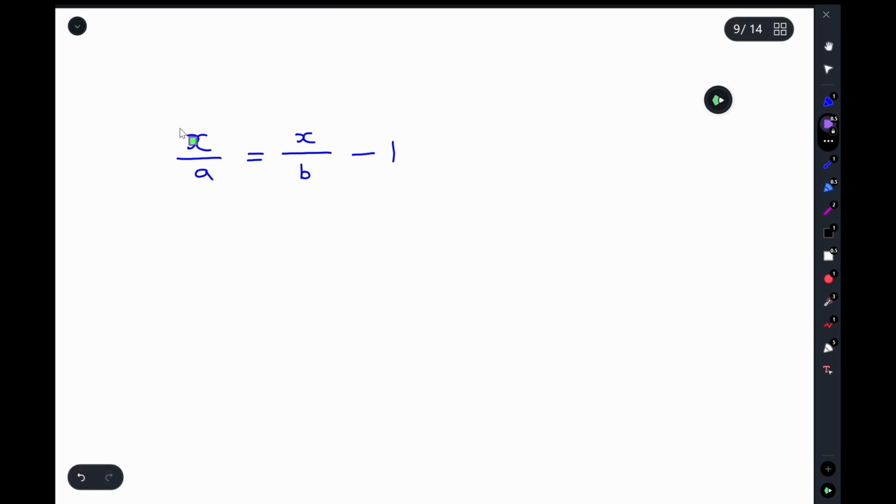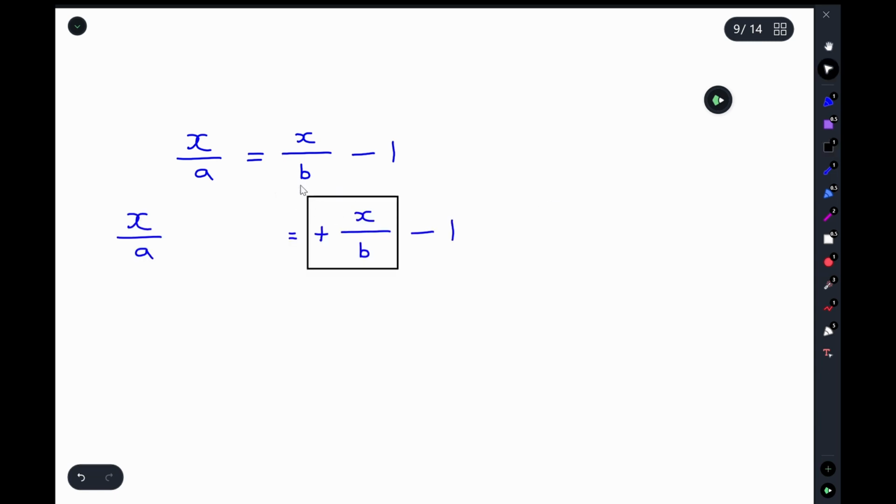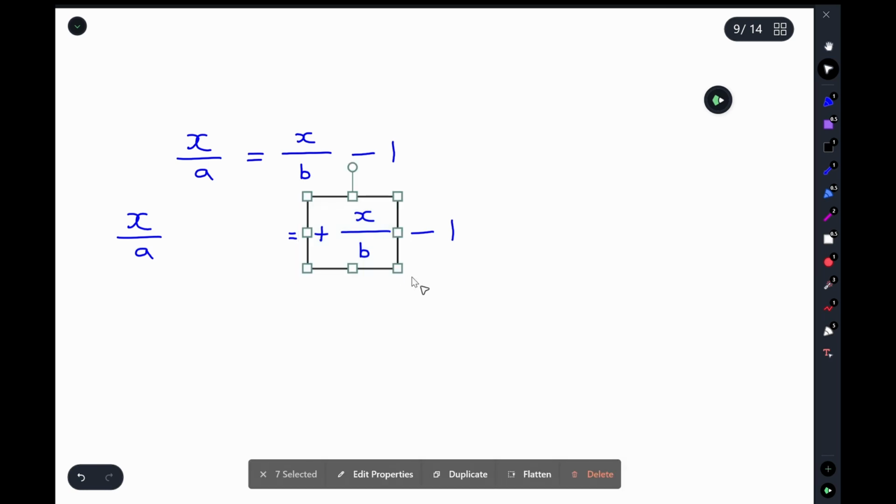Now, 2 of the terms have x or contain our subject. So the first thing we want to do is rearrange the equation such that the 2 terms that contain x are on the same side of the equation. So again, the first thing I'm going to do is move this term, x divided by b, to the left-hand side of the equation. We're going to move this x divided by b to the other side of the equation.